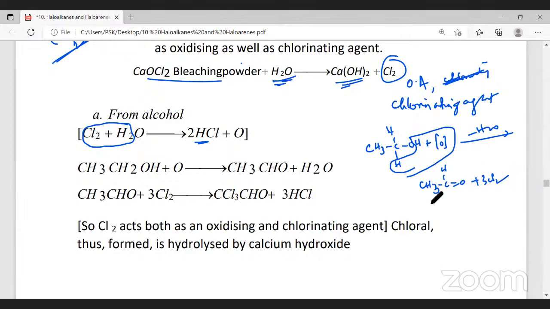So these three hydrogen atoms are replaced by chlorine. So you get CCl3CHO. This is called trichloroacetaldehyde, or it is commonly called chloral. This chloral formed is hydrolyzed by calcium hydroxide. This is chloral. This is the reaction.